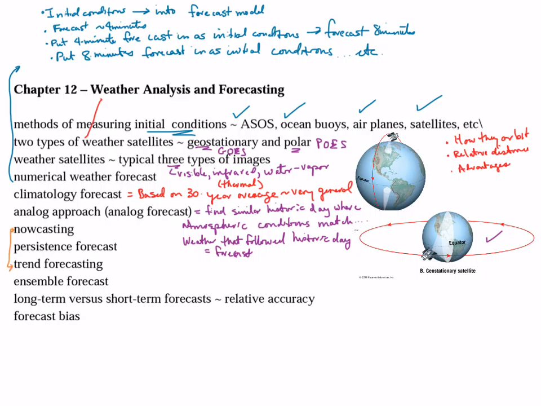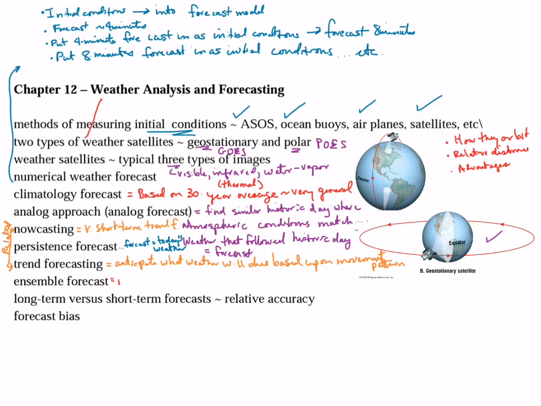Nowcasting and trend forecasting go together. For instance, here in the mid-latitudes in the Ferrel cell, we know that our weather systems generally come from the west, so we use that as the trend. Nowcasting is trend forecasting over an even shorter time period. Persistence forecasting, no computer required: basically, what the weather is now is what we'd say the weather tomorrow will be.